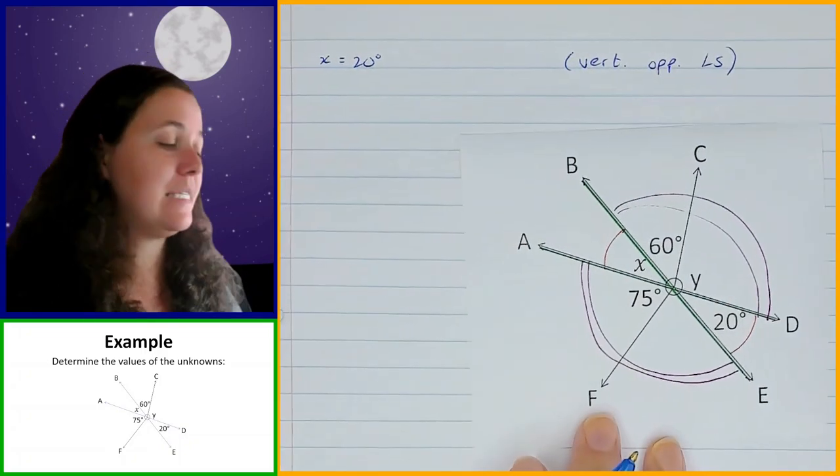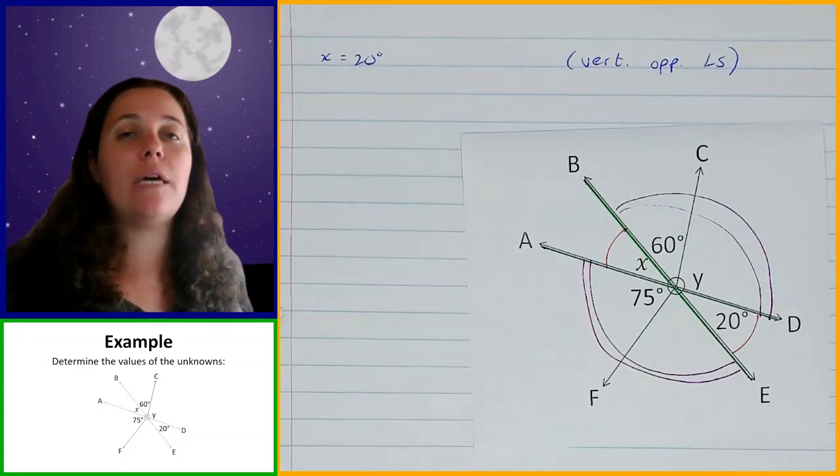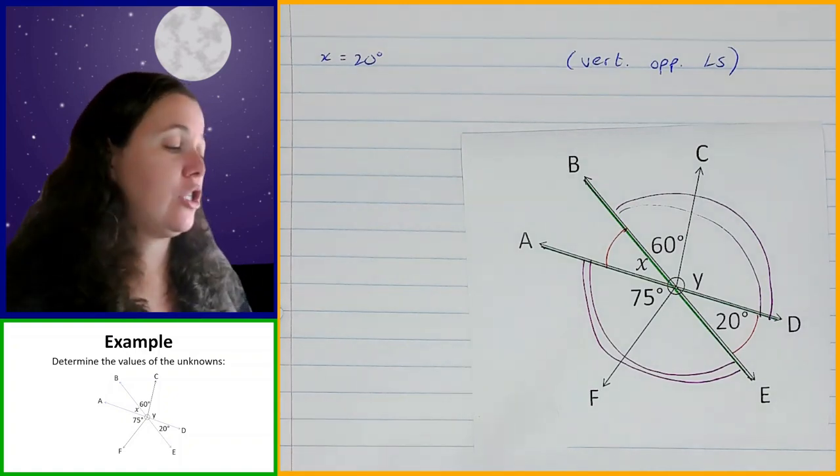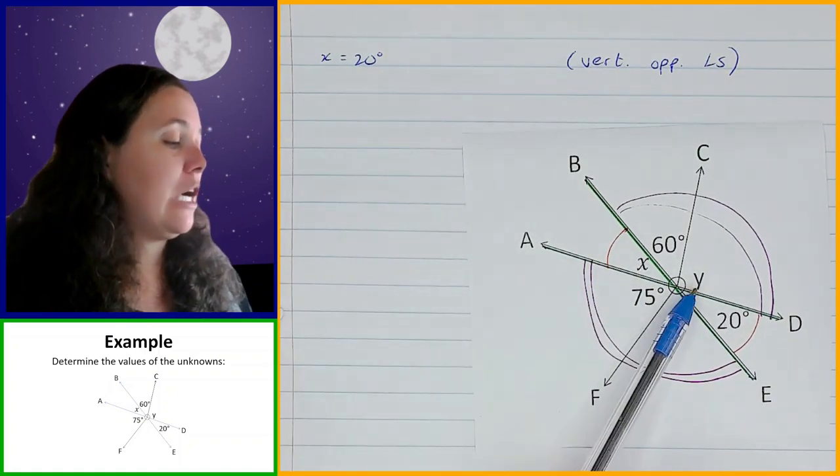Okay, so that's nice and easy. I can just say the one is equal to the other and give the reason. I don't have to do any calculations or anything. I just need to say that they're equal to each other. Now I need to work out the value of y.